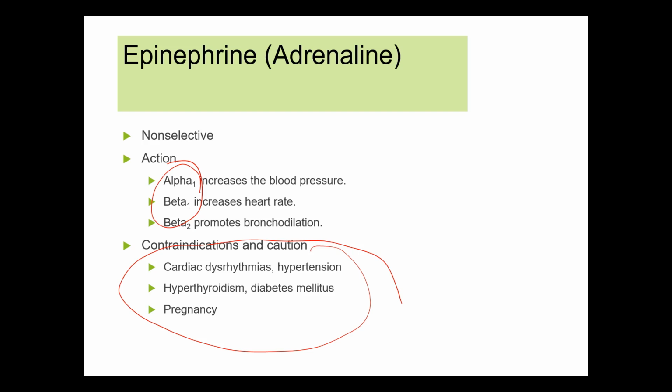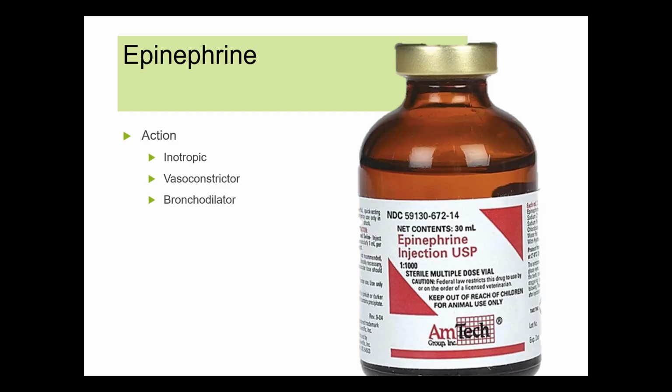So it works on alpha and beta cells, and there are some contraindications, although if you need to give epinephrine, usually you need it for a reason. So there's some cautions here if you already have a cardiac dysrhythmia, because remember, it's going to really get your heart rate going. If you already have high blood pressure and you're putting more adrenaline in your body, it can be a warning sign for stroke, hyperthyroidism, diabetes, and pregnancy, of course. Always have to be careful, but if someone's coding, you have to give the epinephrine. So it's a vasoconstrictor, it's a bronchodilator. That's the action.